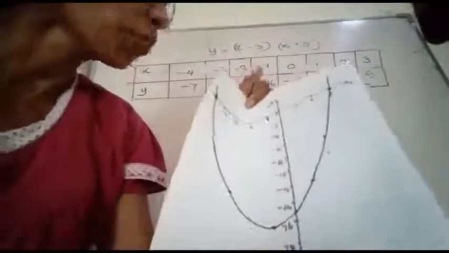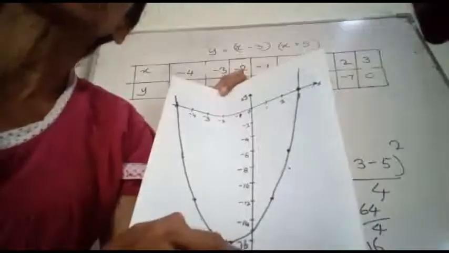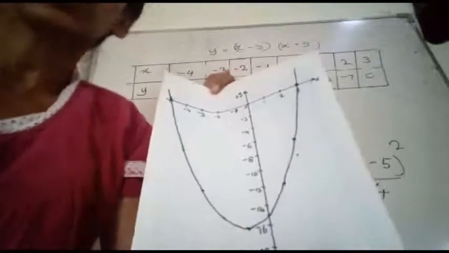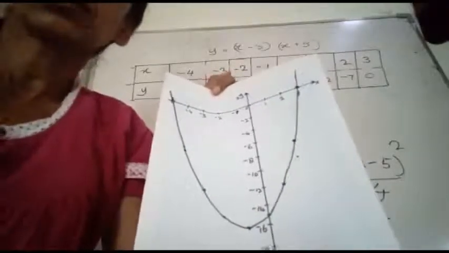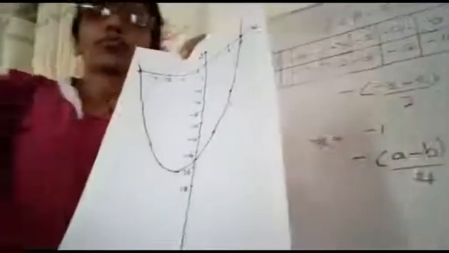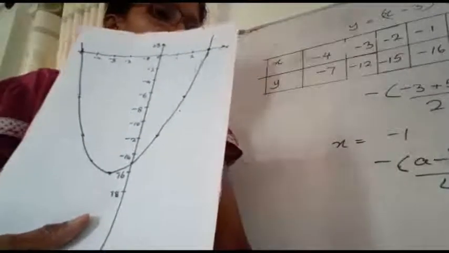Coordinates of the turning point. The x-coordinate is -1. The y-coordinate is -16. So the turning point is (-1, -16).